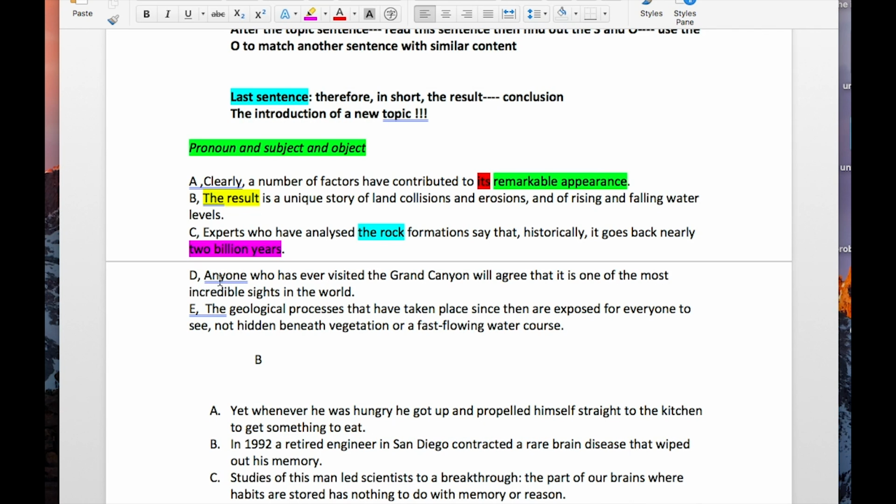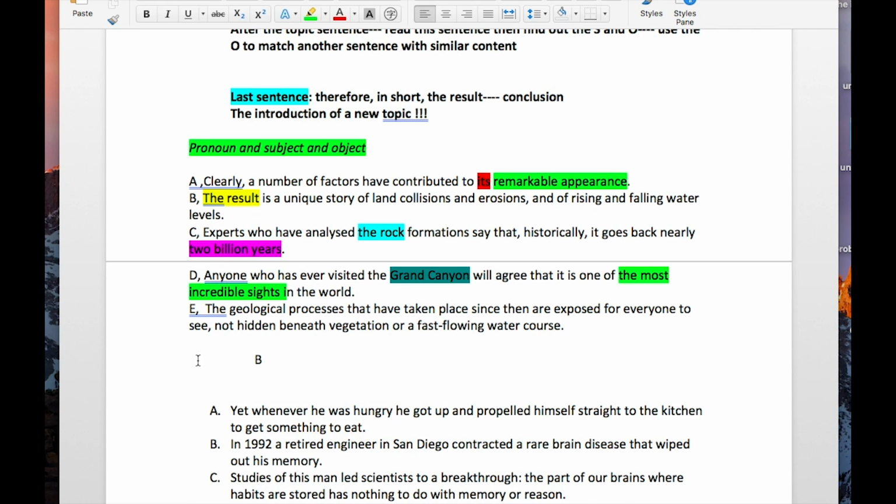D. Anyone who has ever visited the Great Canyon will agree that it is one of the most incredible sights in the world. So anyone who has visited the Great Canyon, so we have something that is quite unique over here. So something unique, the Great Canyon. It is one of the most incredible sights. So the object is the most incredible sight in the world. So that's your object. Okay, now we think about this. So far, this is the only sentence that has something that's quite unique. And when we look at it, we know this is about the Great Canyon. Okay, so now we consider D is your topic sentence, but we just double check with E.